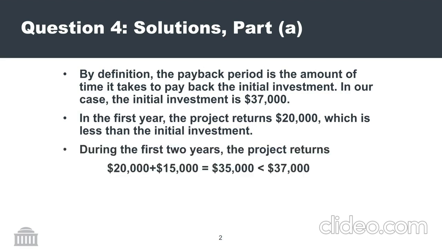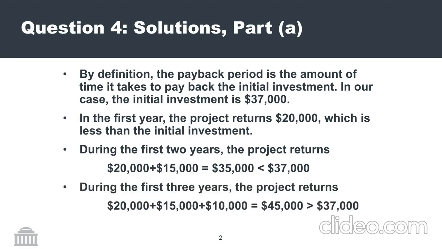In the second year, the project returns $15,000. Therefore, during the first 2 years, the project returns $20,000 plus $15,000, which equals $35,000. This is still less than $37,000, which means that the project does not pay back the initial investment within the first 2 years.